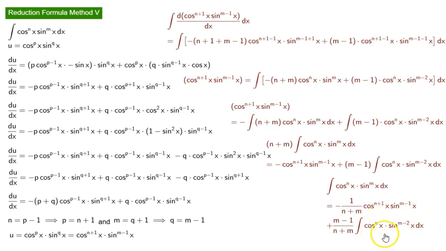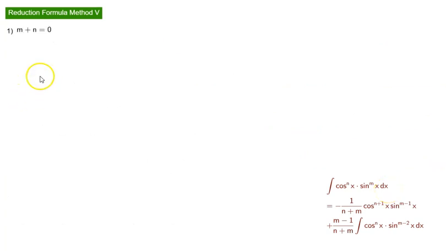So here you will notice that the power of sine is getting reduced. So we have arrived at the formula for the integral of cos nx times sine mx dx. Now let's look at some cases. What if the sum of the powers is equal to 0? That is m plus n equal to 0.